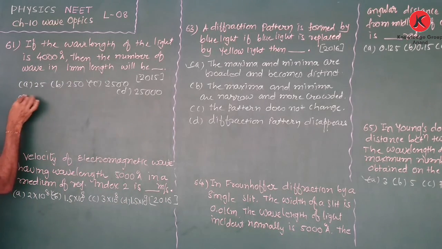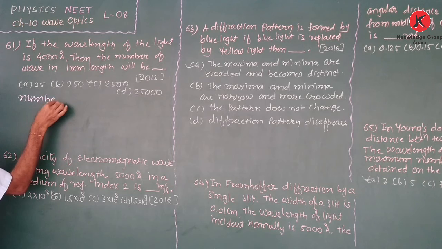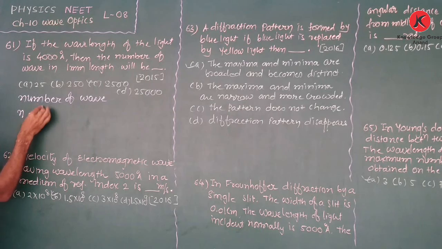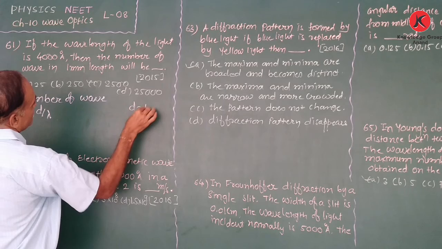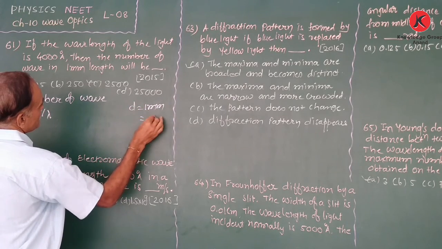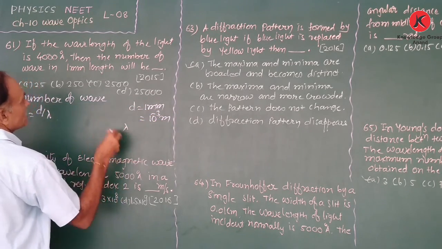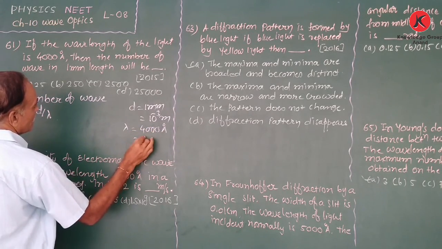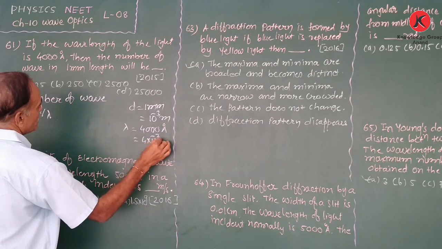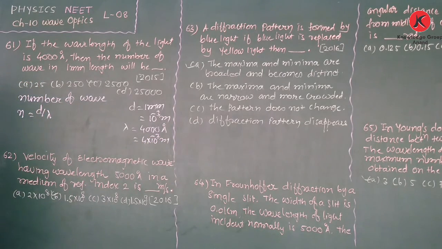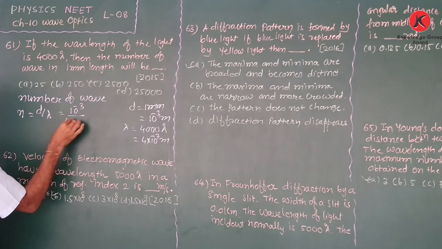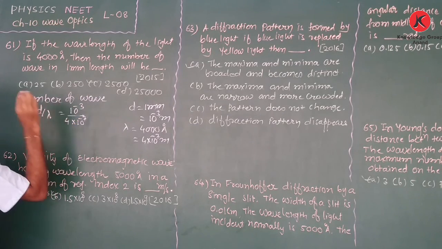Number of waves n is equal to d upon lambda. D is given as 1 millimeter, that means 10 to the power minus 3 meter. And wavelength lambda is given as 4000 angstrom, which is equal to 4 into 10 to the power minus 7 meter. Substitute the values: 10 to the power minus 3 upon 4 into 10 to the power minus 7.